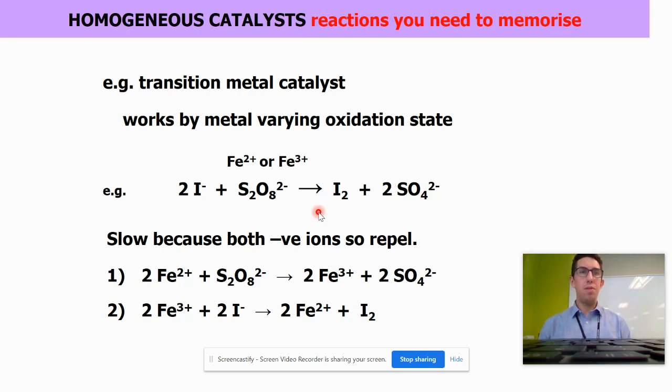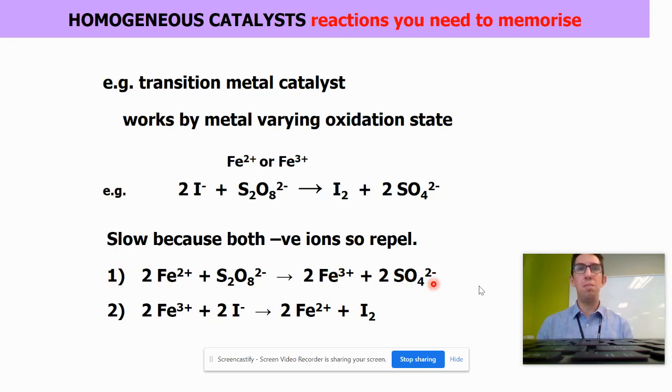Okay. So what happens is the iron 2+, which is in solution as well, reacts with the S2O8 2-, and the iron 2+ gets oxidized into iron 3+, and the S2O8 2- gets reduced into SO4 2-. That SO4 2- is the product. The Fe3+, so the Fe2+ formed the Fe3+, then reacts with the iodide ion, and the iodide ion gets oxidized into iodine.